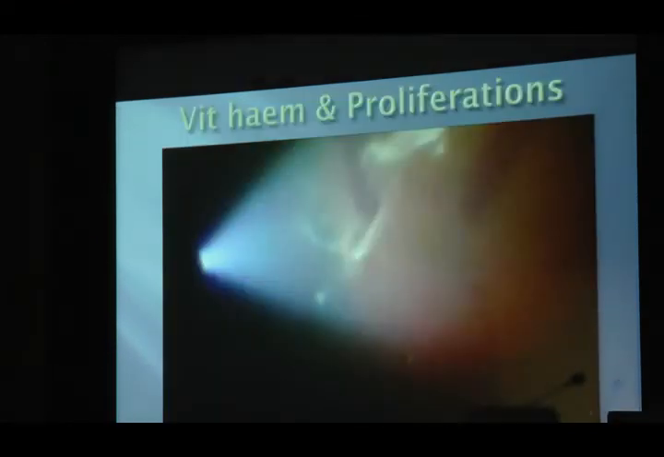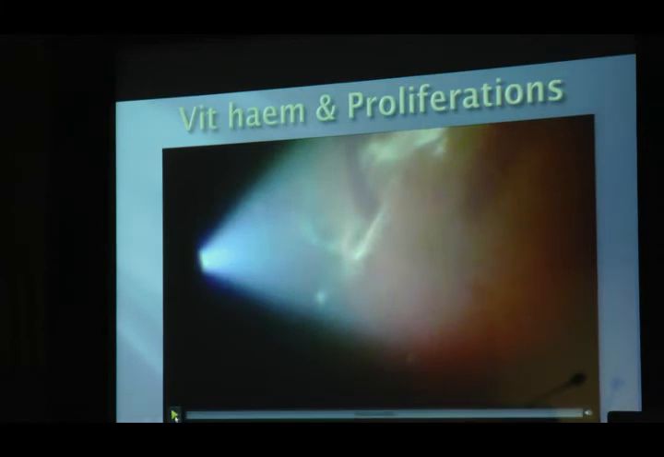Then the next indication would be a non-resolving vitreous hemorrhage which has proliferations and hemorrhage. It's for some reason not playing.